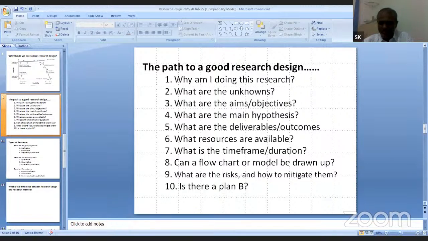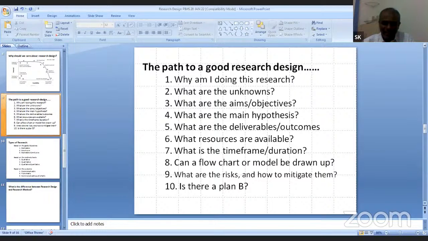Anybody? What is plan B for a research design? Blueprint of the study. Blueprint of the study. Yes. Anybody else? Plan B. Plan B, if everything I have designed, if everything I have done fails, what am I going to do? I'm going to just leave, or I'm going to just quit, I'm going to disappear?